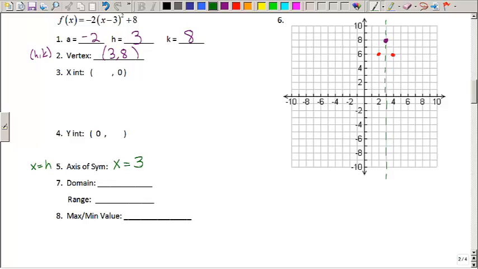To find my x-intercepts and my y-intercept, for the x-intercept I'm setting f of x equal to 0. For my y-intercept I'm finding f of 0. That's the difference between plugging in 0 for y versus plugging in 0 for x. So for the x-intercept I have 0 equals negative 2 times the quantity x minus 3 squared plus 8. To solve, I subtract 8 from both sides. Next I'm going to divide both sides by negative 2. Negative 8 divided by negative 2 is positive 4.